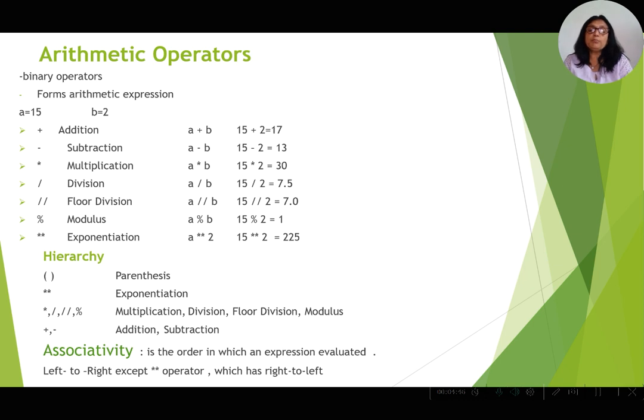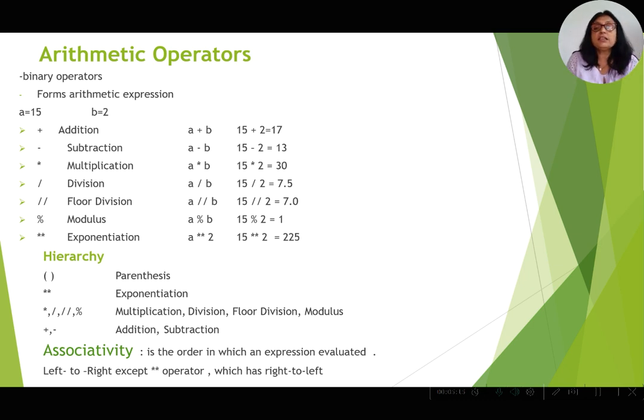A modulus b, 15 modulus 2 is 1. So if you divide 15 by 2, what is the remainder? 1. So the modulus operator returns the remainder. So exponentiation means to the power. Okay, so a double asterisk 2, that means a exponentiation 2. So 15 exponentiation 2 is 225.